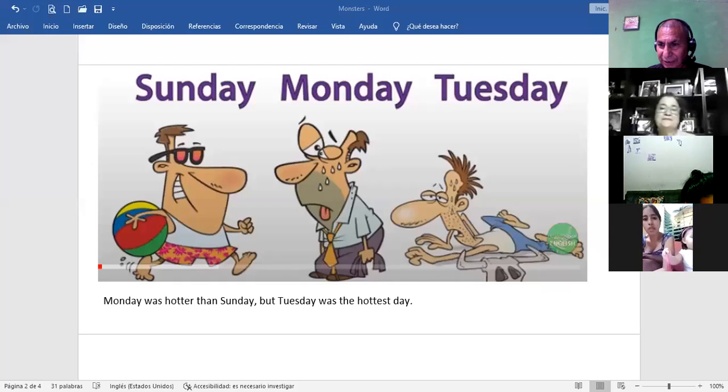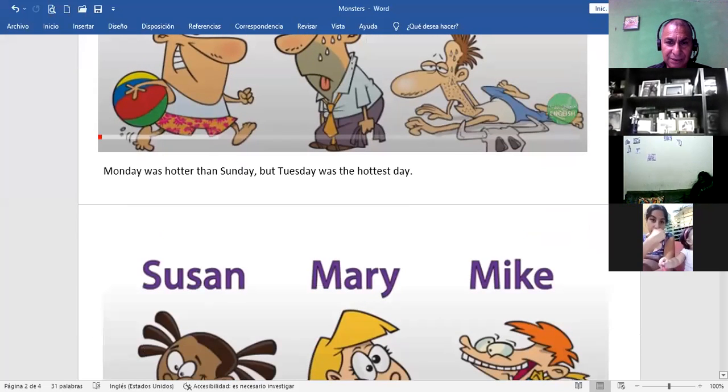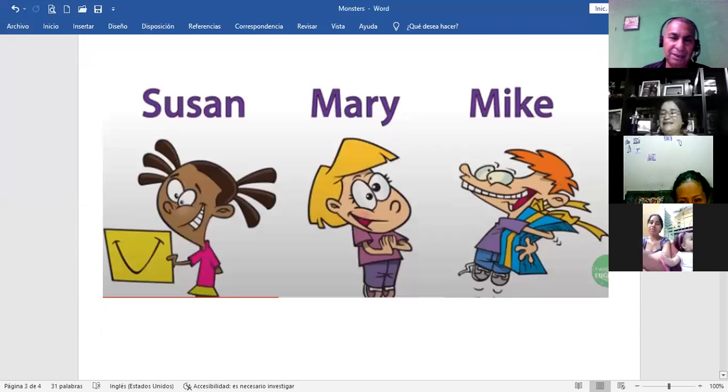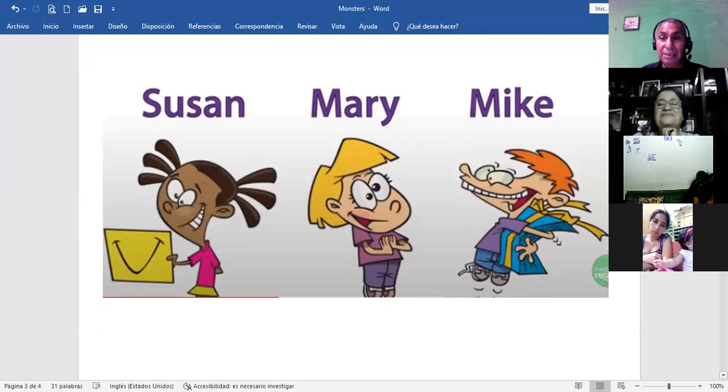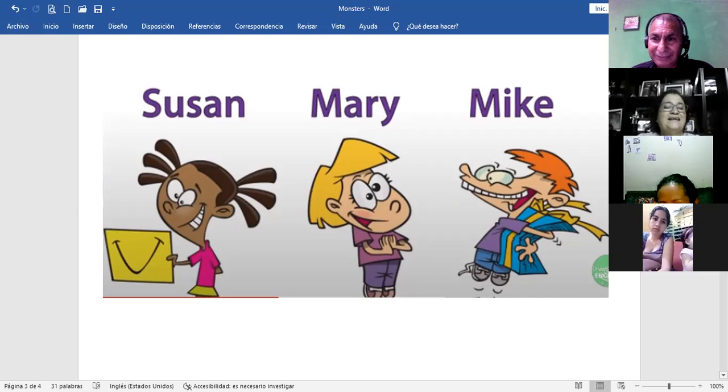Okay, now let's see an example of three little kids. We have Susan, Mary, and Mike. Remember, if the adjective has two syllables and ends with a Y, we remove the Y and add IEST to the superlative or IER to the comparative. So here are three children. How can we compare them using the adjective happy? Susan is happier than Mary.